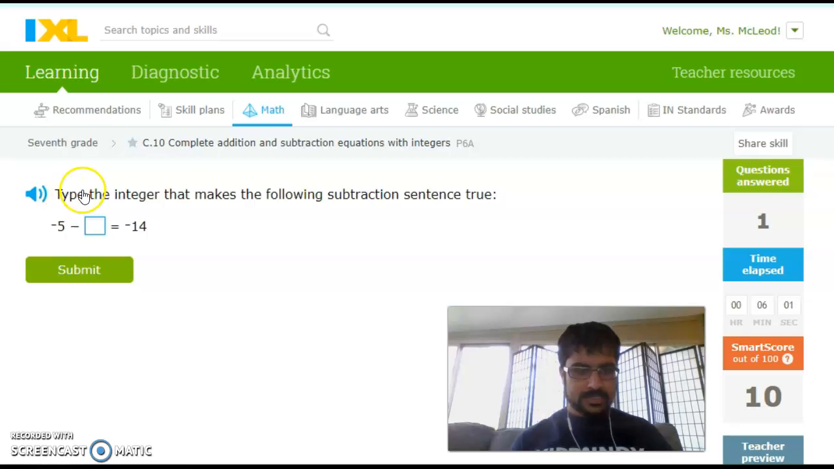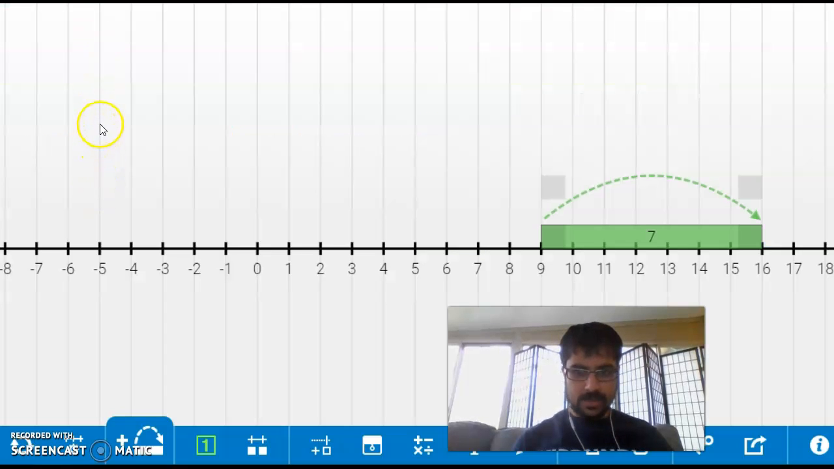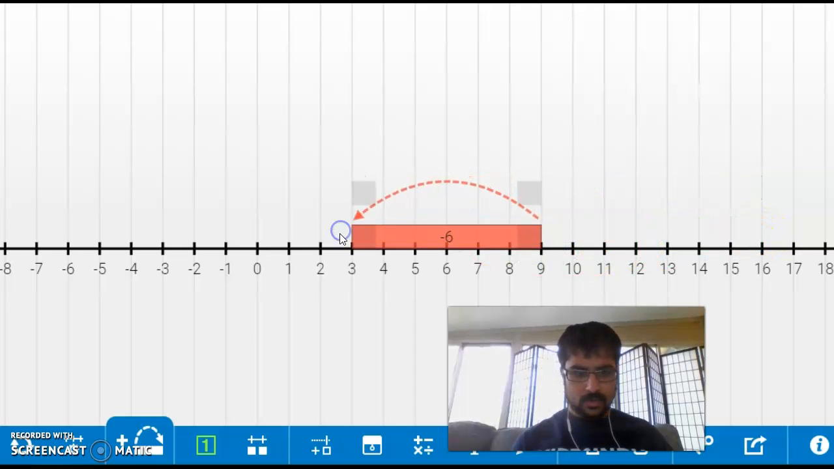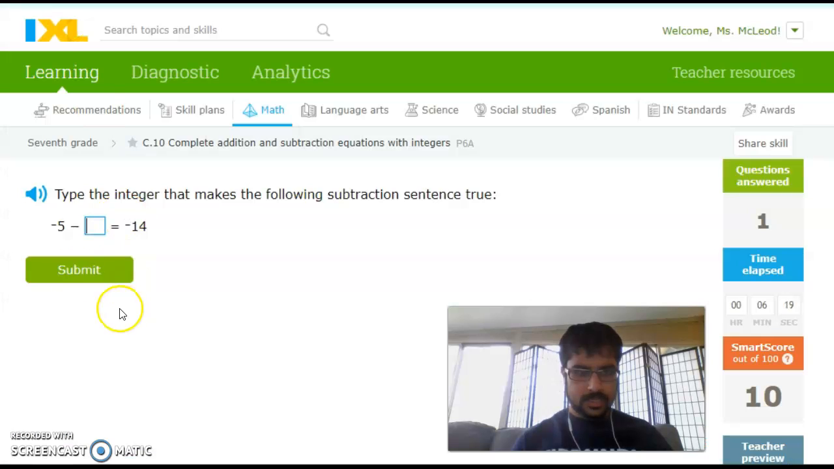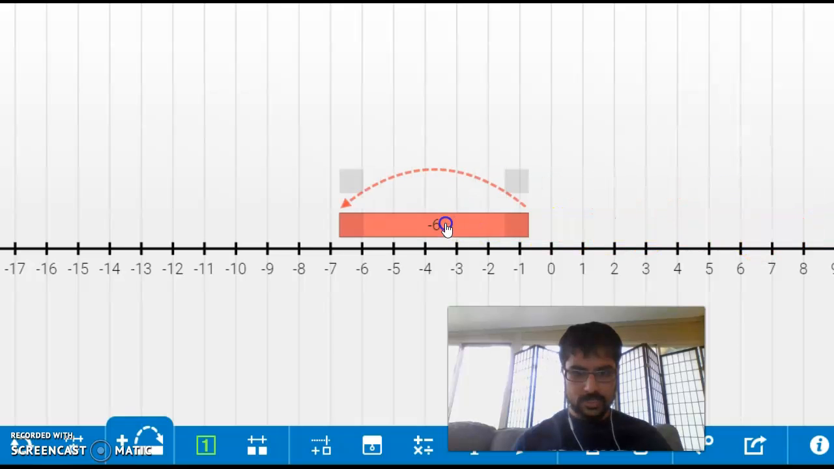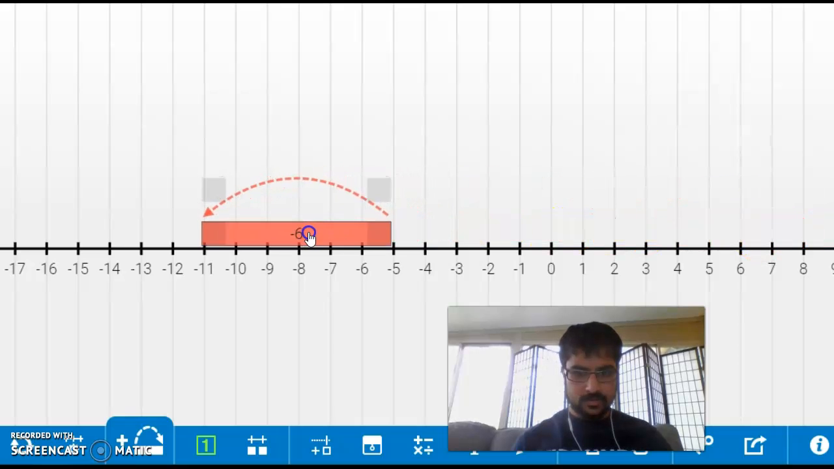Super. Type the integer that makes the following subtraction sentence true. This time we're starting at a -5. We're subtracting something and ending up at a -14. I'm going to use the number line method. If you want to use the algebra method, you can. But we are going to start all the way down here at -5 and make it to -14 by moving through subtraction. So here's -5.